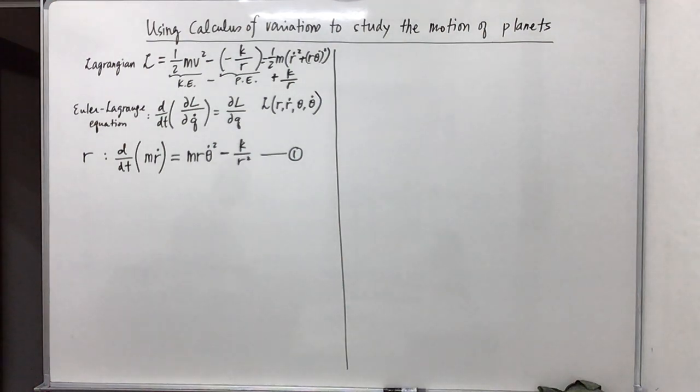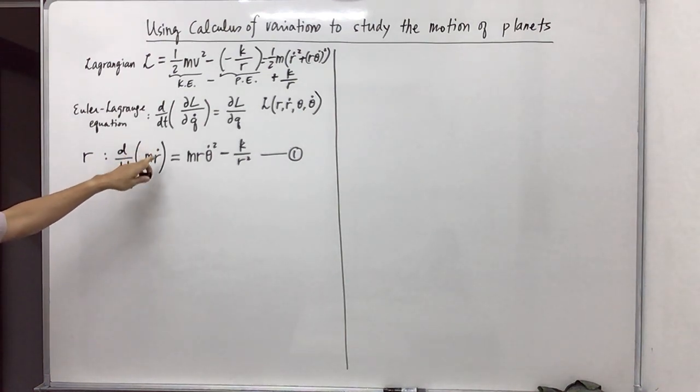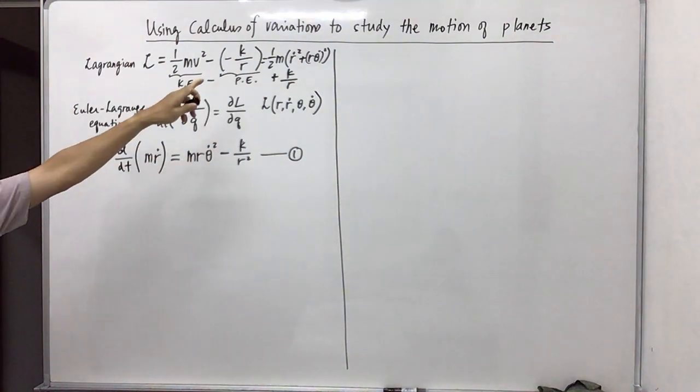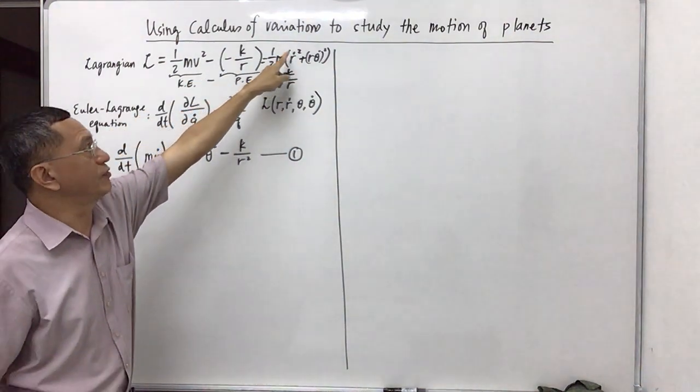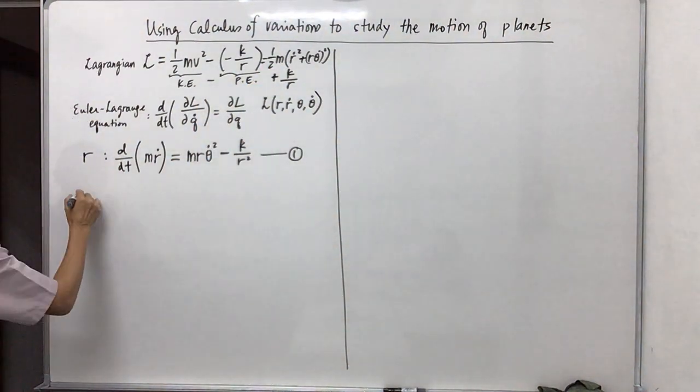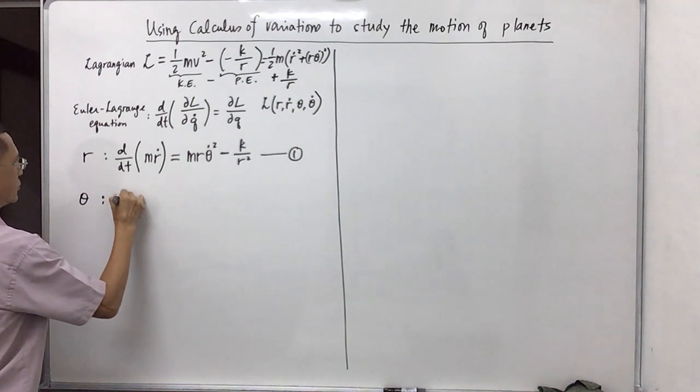Okay, so we have got m r theta dot squared minus k over r squared for the right hand side, and for the left hand side, I will have to differentiate with respect to time this expression that was obtained by differentiating the Lagrangian with respect to r dot. Right, r dot is just one of the variables. Okay. Now, with respect to theta, we're going to do that also.